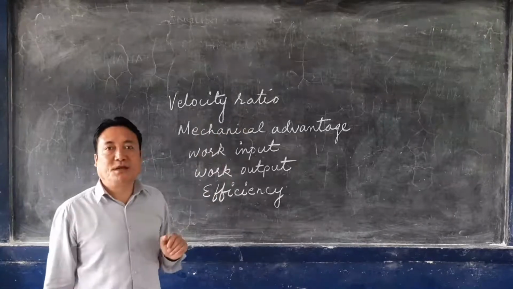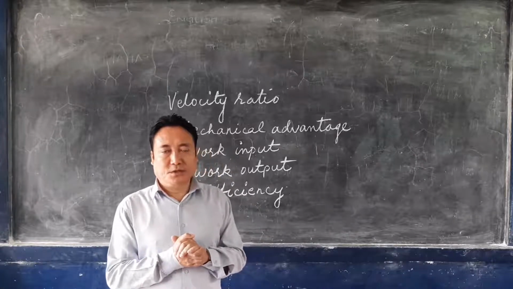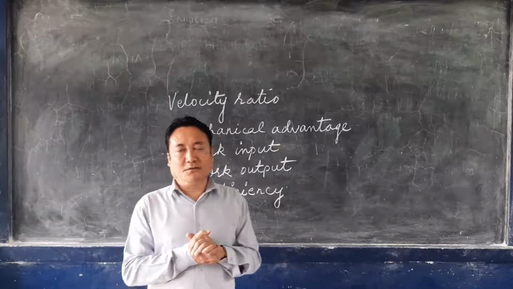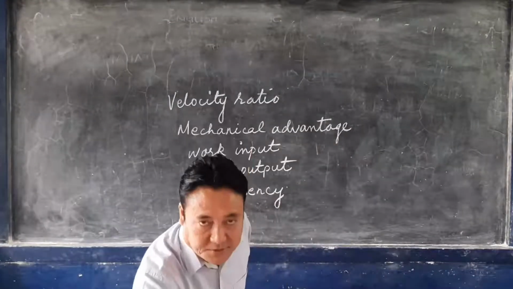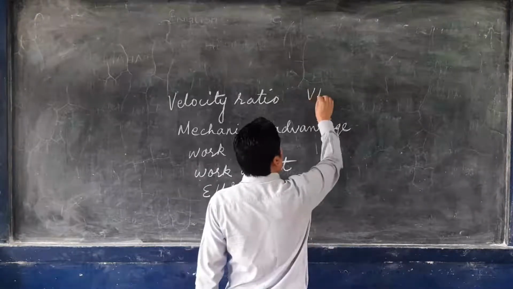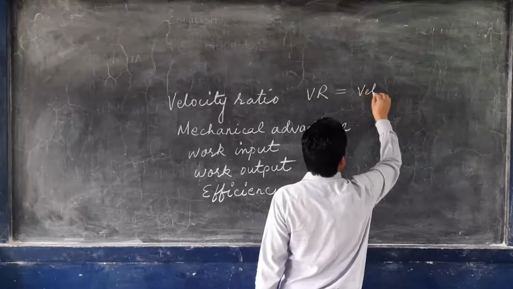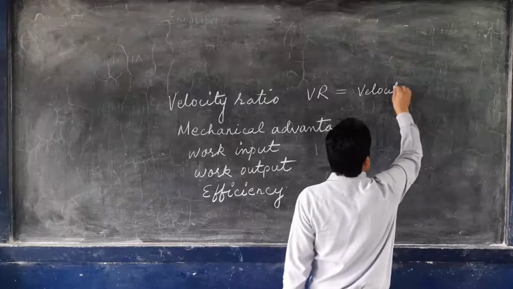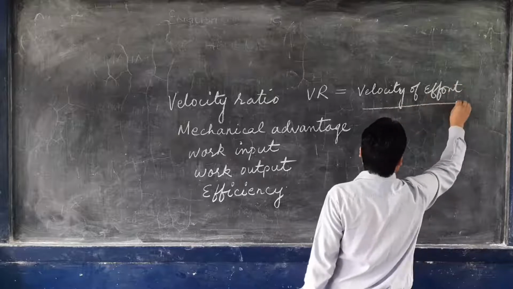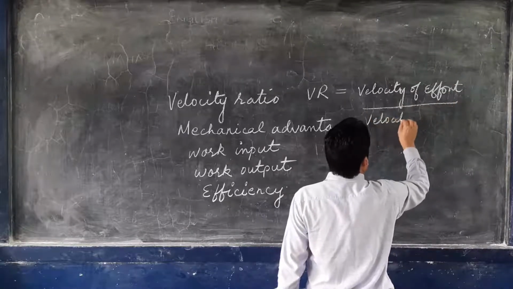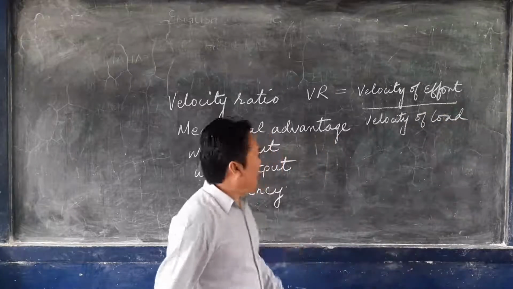That is number one, velocity ratio. Now this velocity ratio is the ratio of the velocity of effort to the velocity of load. It is defined as, velocity ratio can be written as VR. So velocity ratio equals velocity of effort divided by velocity of load.